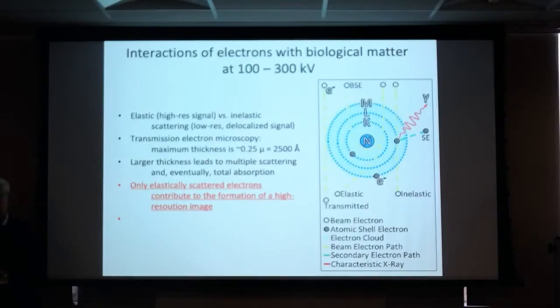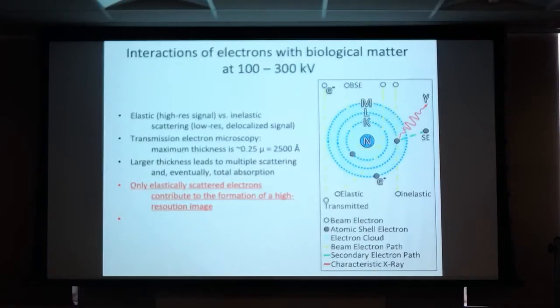Now, the very big take-home lesson here is that image information essentially comes only from the elastically scattered electrons. Forget about the inelastic scattering. It produces some kind of low resolution background, and it is essentially in the way. Unfortunately, in this regime, there is more inelastic scattering than elastic scattering.